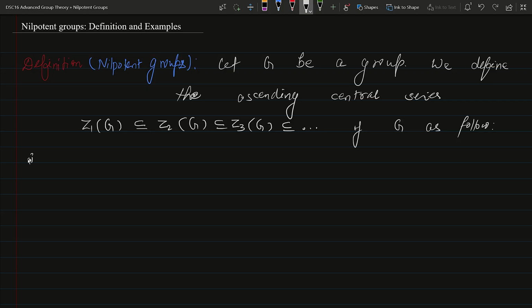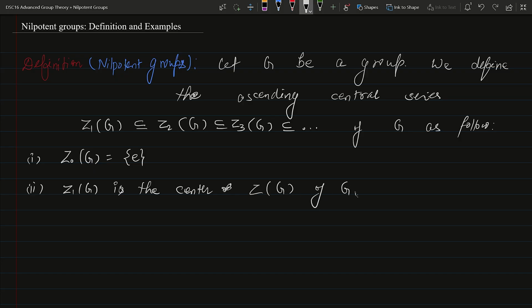The first condition is that Z0(G), which is actually not in this ascending series, is the subgroup containing the identity only. The second one says that the first element of this series, Z1(G), represents the center of G. So Z1(G) is the center Z(G) of G.